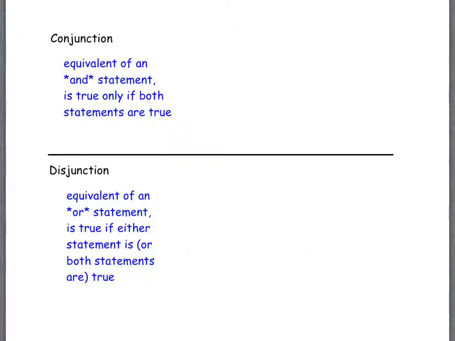All right, so taking a look at this, a conjunction is the equivalent of an and statement, and it's true only if both statements are true. So we're going to deal with statements P and Q.